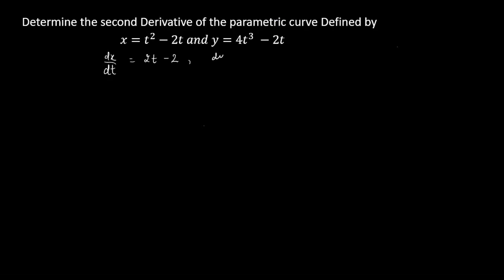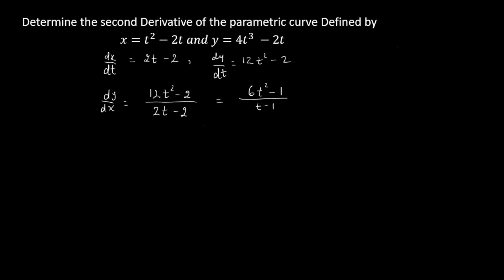Now let us find dy over dt. We know the derivative of t cube is 3t square. So it becomes 4 into 3t square, which is 12t square minus 2. Now let us find dy over dx, which is nothing but dy over dt, which is 12t square minus 2, divided by dx over dt, which is 2t minus 2. Let us divide numerator and denominator by 2. We get t minus 1 in the denominator, and here we get 6 times t square minus 1.